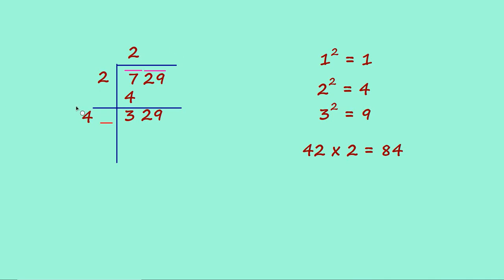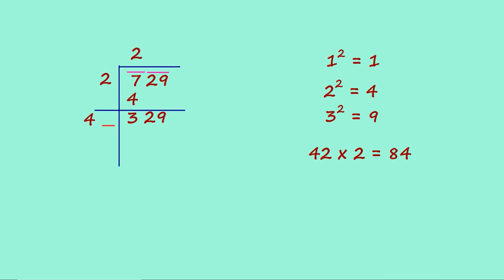There is an easy way. Consider this number 4 and 32, the first number and the first 2 digits in the dividend. Now in 32, how many times is 4? Yes, you know, 4 8s are 32. So write 8 here and 8 in the quotient.